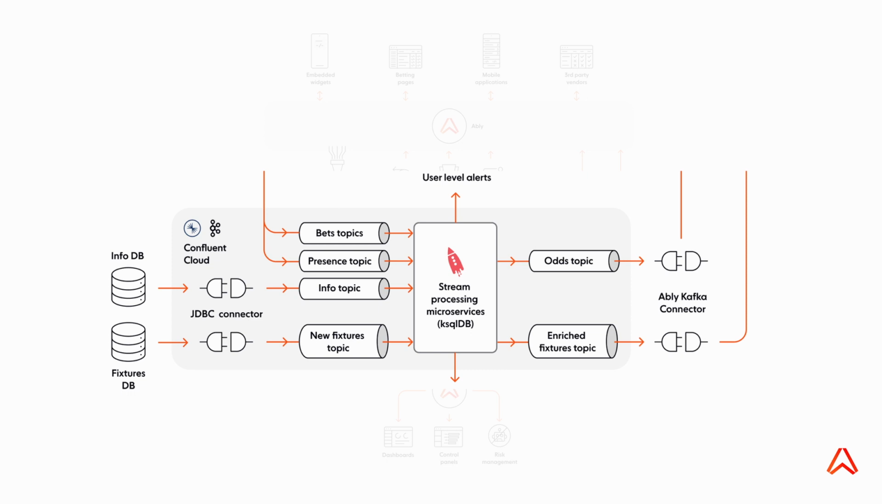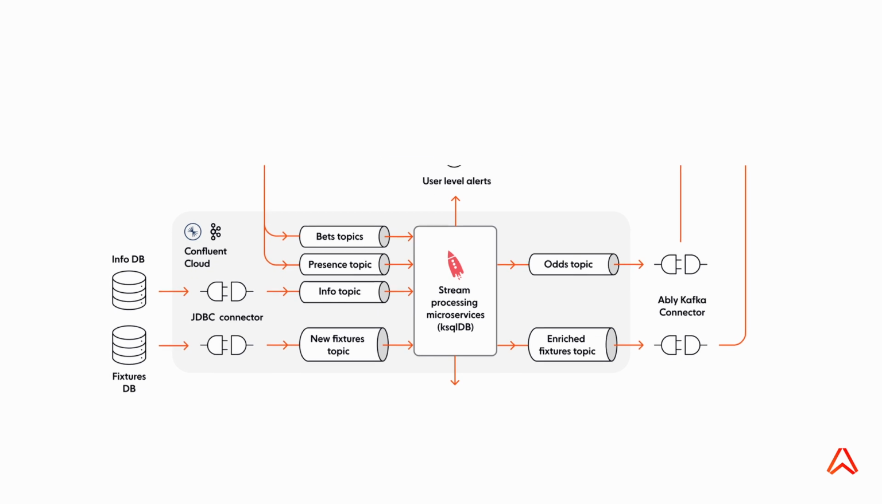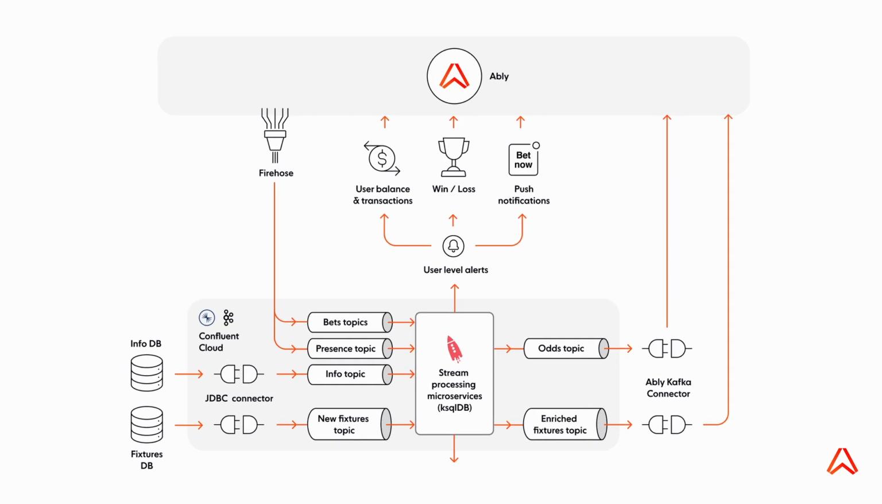On top of this, your stream processing microservices can help you generate your odds, manage your risk, and provide data to your clients if they win, lose, require notifications, or manage their transactions. And this is where Ably comes in. With Confluent Cloud, you get a limitlessly scalable Kafka architecture running with zero overhead in your system. It's all managed for you.